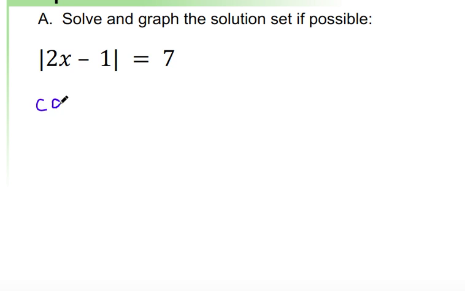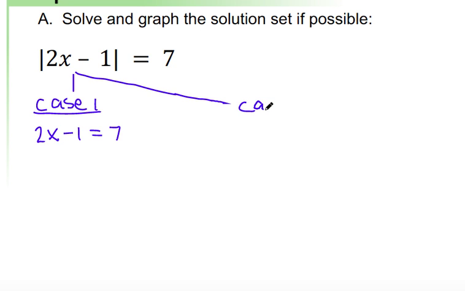In case one, we're going to say that 2x minus 1 is positive. So I'm just going to simply rewrite this equation, break this out of the absolute value bar, and write 2x minus 1 is equal to 7. And I can solve that equation, and I will do that. That's case 1. In case 2, I have to say that whatever is inside that absolute value bar is negative. That means I'm going to take a negative 2x minus 1 and set that equal to 7. Okay, so I need to solve both of these, and then I'm going to graph the solution, and I'll show you what that looks like.